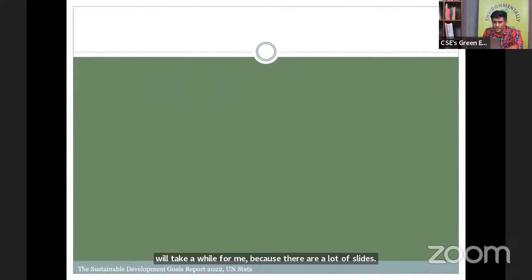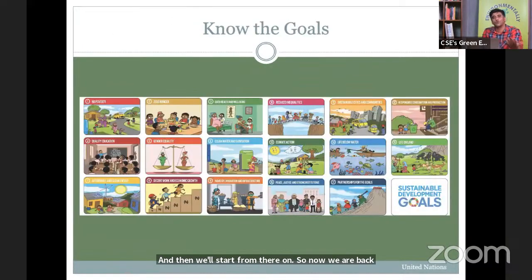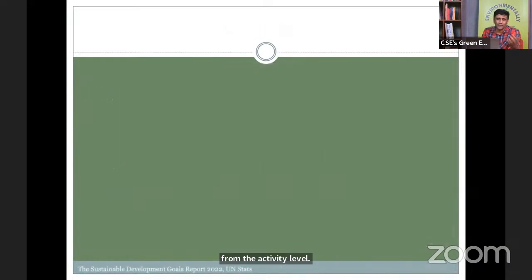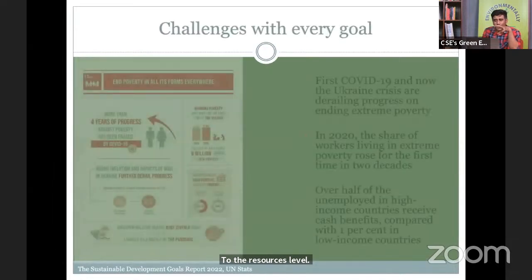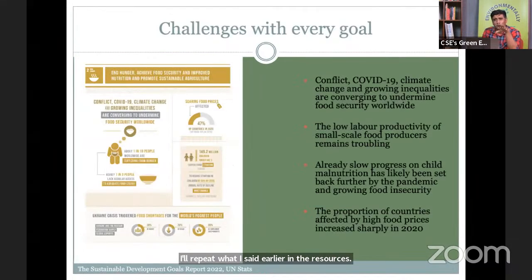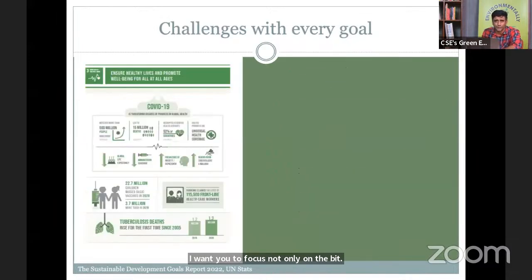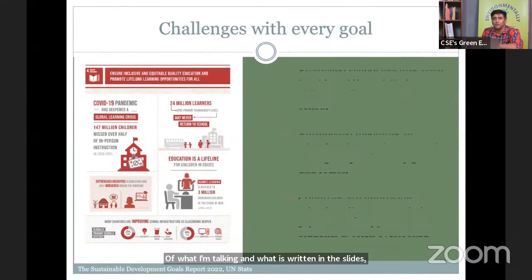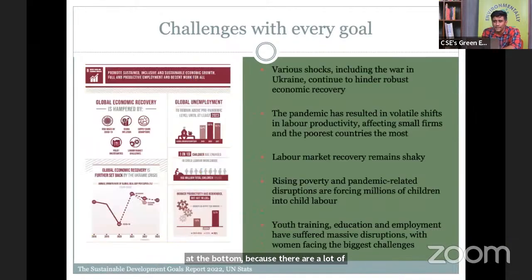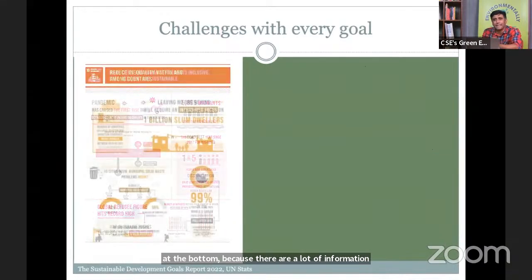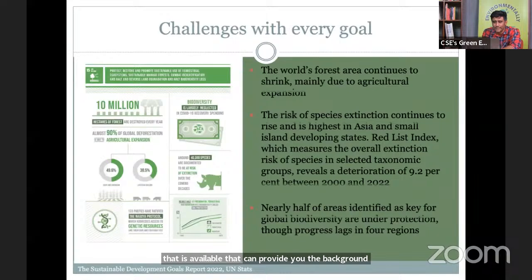So now we are back from the activity level to the resources level. I'll repeat what I said earlier. In the resources, I want you to focus not only on what I'm talking about and what is written in the slides, but also on the resources or the sources that are given at the bottom, because there is a lot of information available that can provide you the backgrounder or the understanding of what these SDGs are, and you can take it up from there.